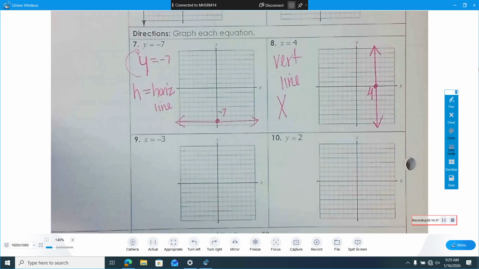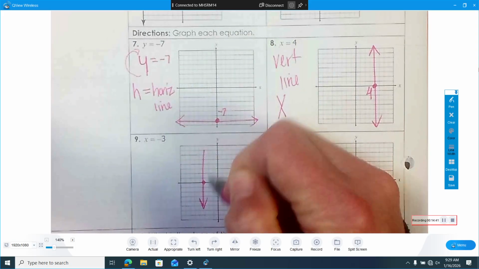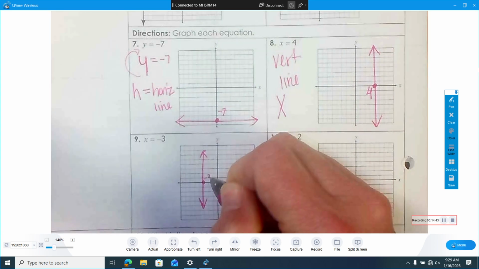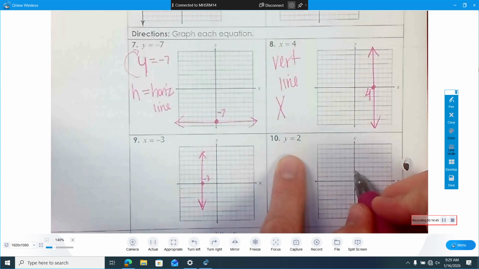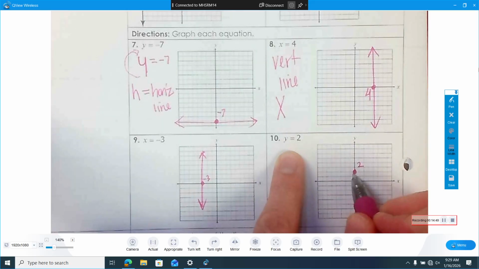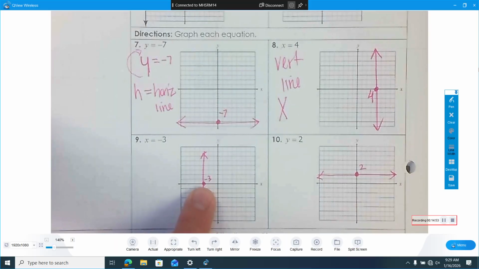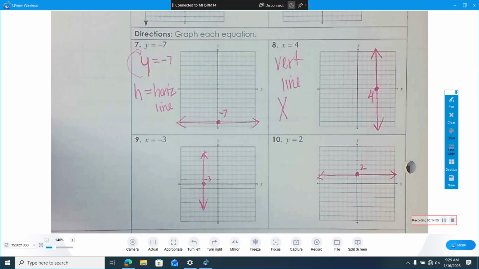All right. So x equals negative 3. 1, 2, negative 3 is a vertical line through negative 3 on the x-axis. Y equals 2 is a horizontal line through 2 on the y-axis. So the x and the y tell you what axes to go through, and we want to cross those axes. Okay.